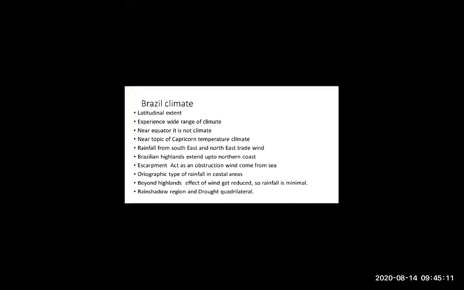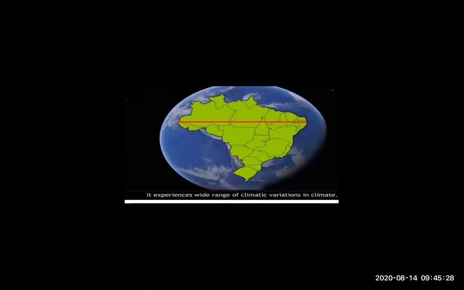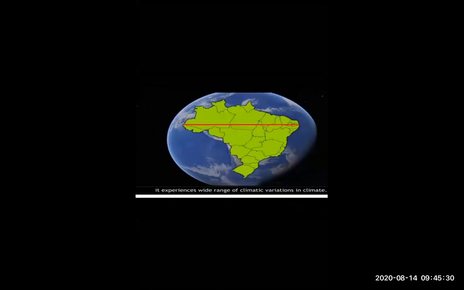Now we are talking about two countries in this climate lesson. So we now go with the Brazil climate. One by one, we will go to each and every point. Just look at this diagram. This is a drawing of this image, okay?